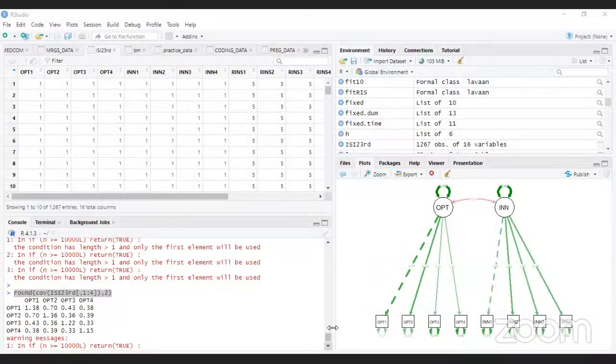Ma'am, screen not visible. Yes. Now hope you can see the screen. Is it okay? Yes, ma'am. Yes. So this is the command.